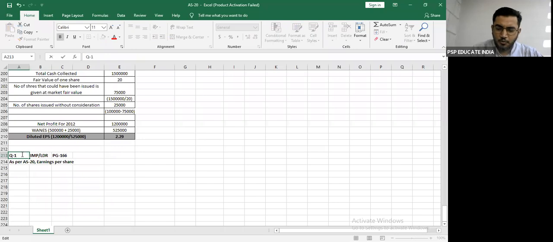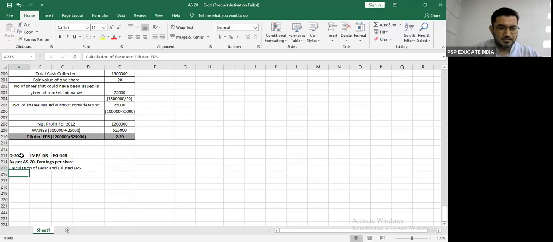We are doing question number 20, a very important last day revision question on page number 168. Calculation of basic and diluted EPS. Now I would request you all to please first properly understand what I'm doing. I will then give you sufficient time to copy, but it's okay if you do not copy with me. Just focus on what I am explaining, what is the concept, and then I'll give you time to copy.